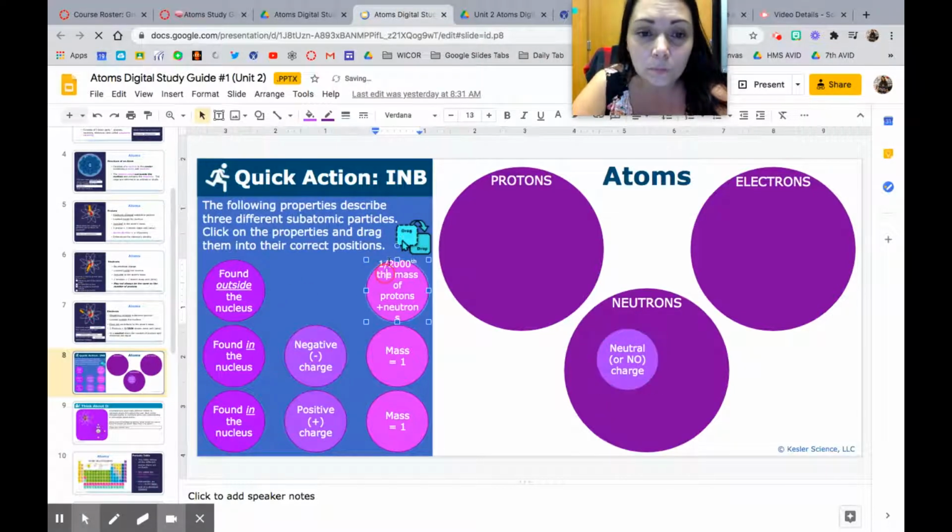Trying to get my little crosshair. Where are you at, yo?